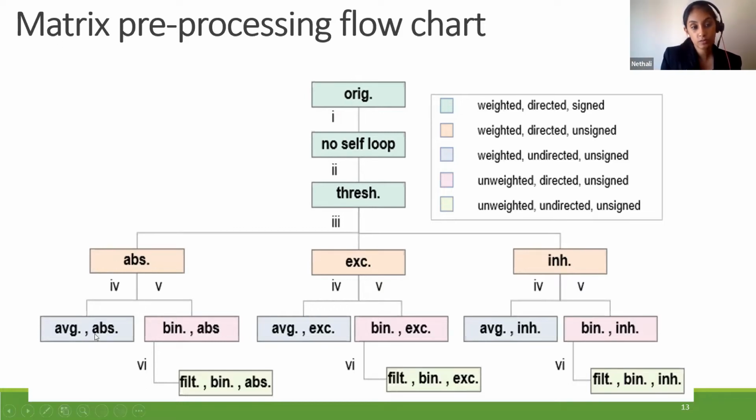And for the average absolute value, we take the strength of the links between a couple of nodes. If you have 2 nodes, with a link going from A to B and B to A, the average strength of that link is what we assign to that link. So in a way, it symmetrizes this particular matrix. And finally, we have the filtered binarized absolute.